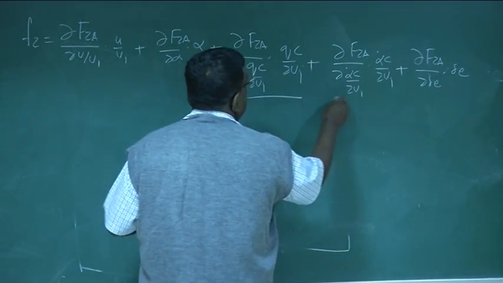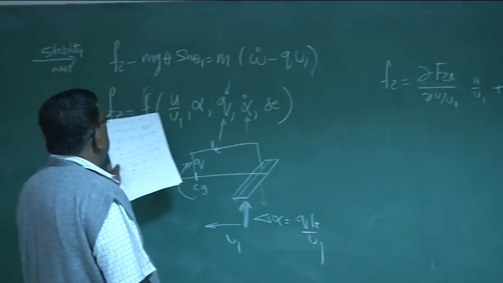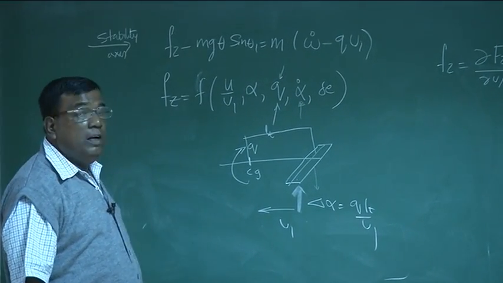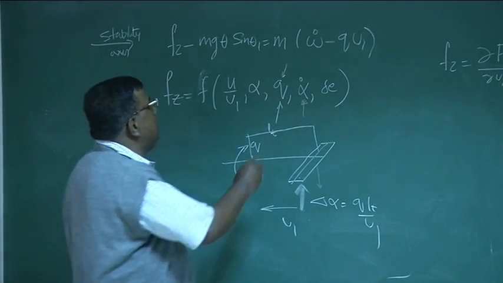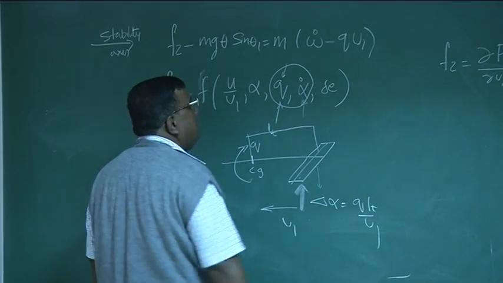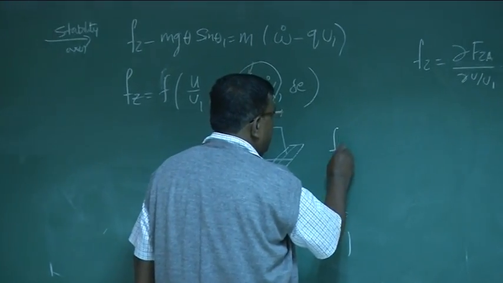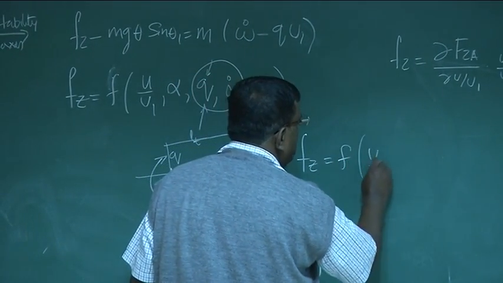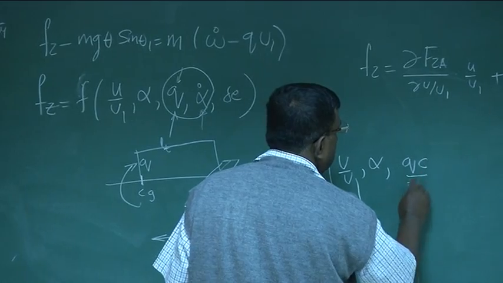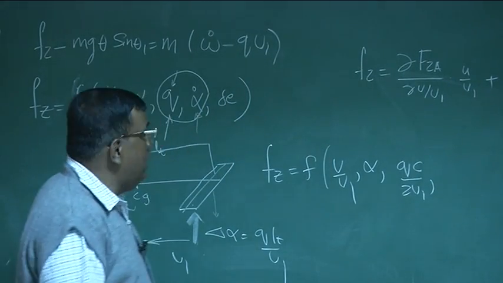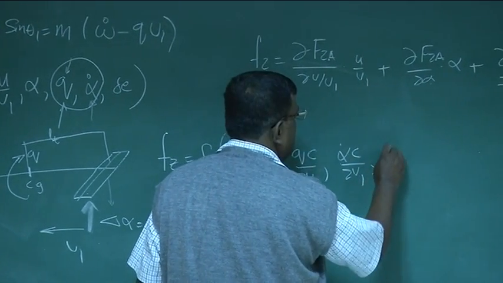You could see these two, alpha dot c and qc by 2u1. Remember, we have to convert u into non-dimensional form by dividing it by u1, because we wanted all this to be in non-dimensional form. But you could see here, this q and alpha dot have a time dimension, radians per second. So what we do is, now we write Fz as a function of u by u1, then alpha, non-dimensional. For q, we write qc by 2u1, and you know that qc by 2u1 is non-dimensional. Then for alpha dot, we write alpha dot c by 2u1, right? Then delta E.